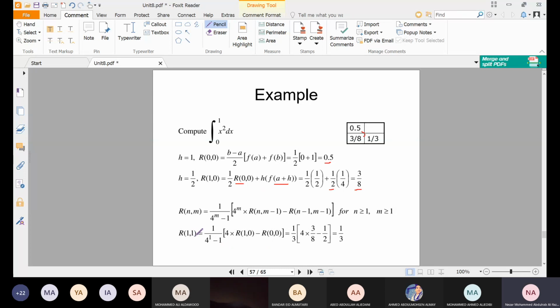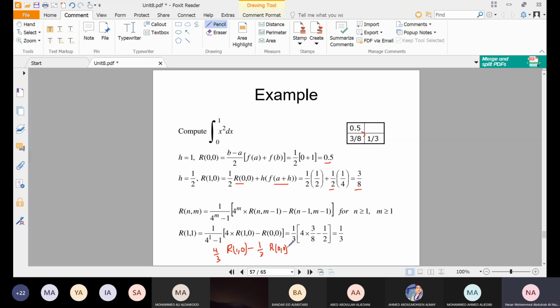So here, if we need R11, we have m equal to 1, so we have 1 over 3 multiplied by 4, so this will be 4 over 3. We have this term, R10, minus a third R00. So here we have 4 over 3 multiplied by the first estimation, or the new estimation, minus this one.